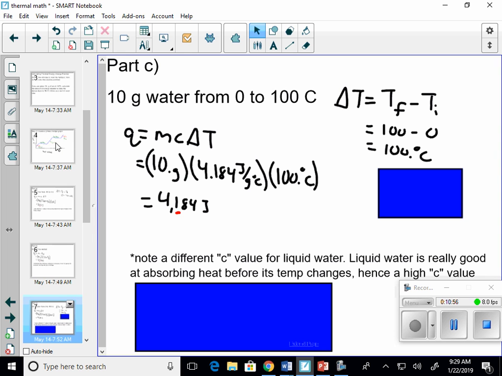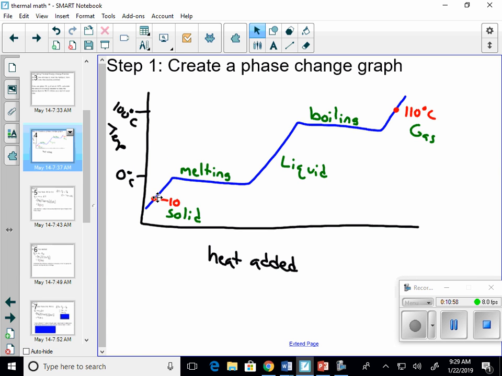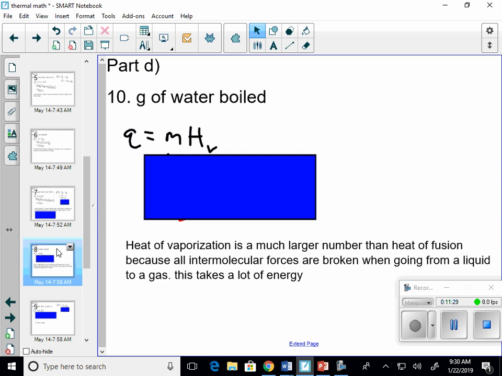If I flip back to my graph, we have just solved part A, how much heat is needed to heat up our solid. Part B, how much heat is needed to melt our solid, turn it into a liquid. Part C, how much heat is needed to heat up our liquid to 100 degrees Celsius. Next, we have part D, how much energy is needed to boil our liquid, to go from a liquid to a gas. 10 grams of water boil.